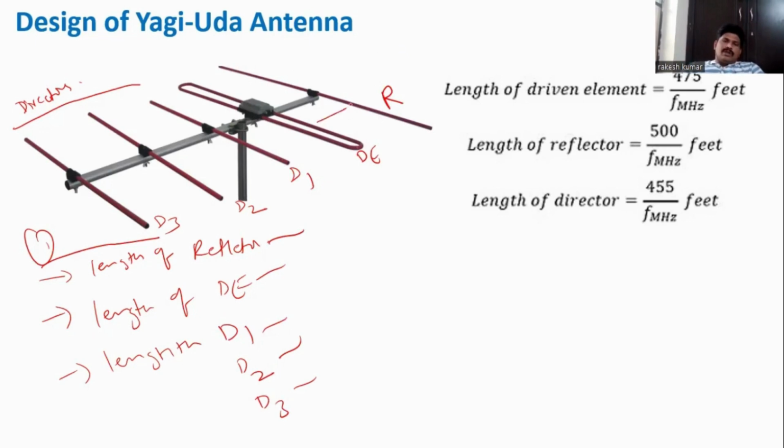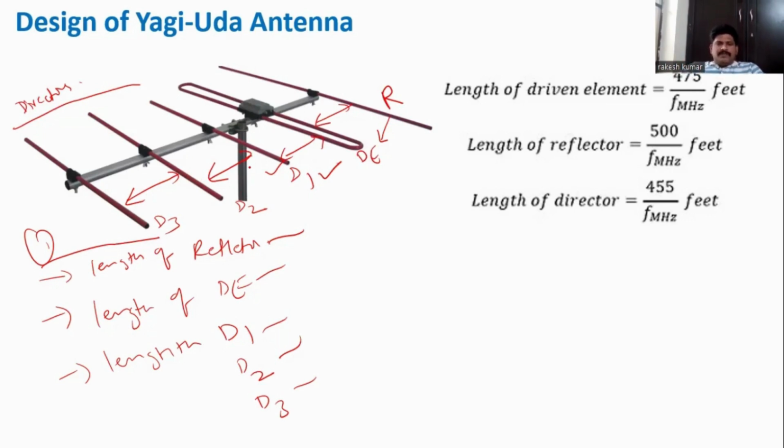The other thing you want to consider is how much distance, or spacing, I should maintain. What is the spacing between the reflector and the driven element? And similarly, what is the spacing between the driven element and director 1? What is the spacing between directors D1 and D2? And between D2 and D3? These are all the parameters you want to keep in mind while designing an antenna. One is the length of all the elements present in the Yagi antenna, and the other is the spacing. The spacing is important.